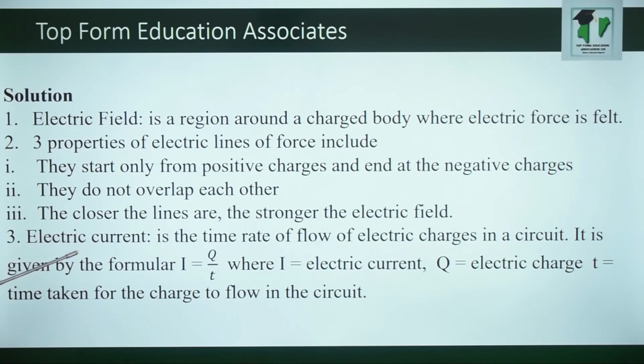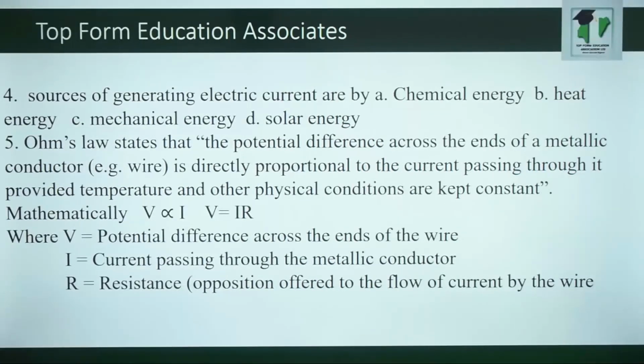Number 3, electric current. It is the time rate of flow of electric charges in a circuit. And it is given by the formula I is equal to Q over T, where I is electric current, Q is electric charge, and T is time taken for the charge to flow in the circuit. Are you sure with the marking?